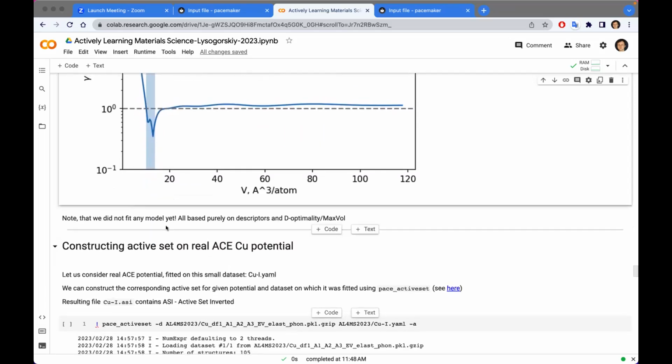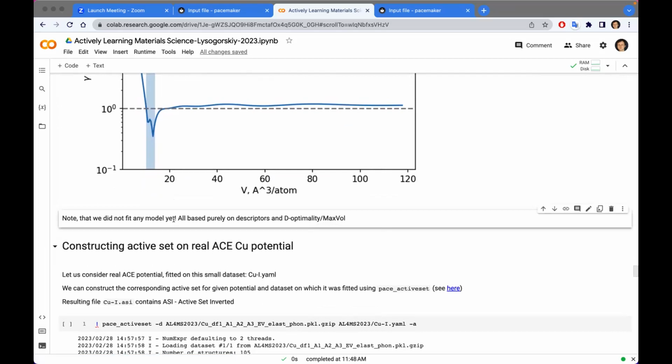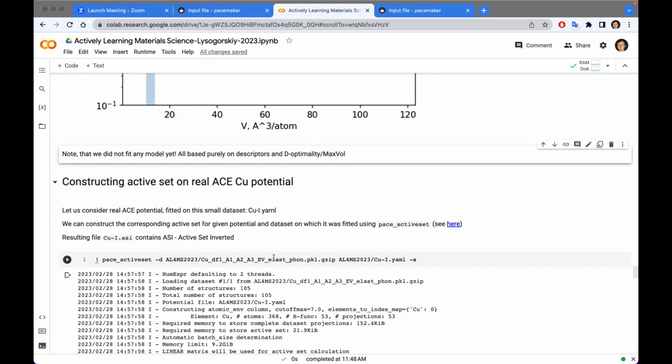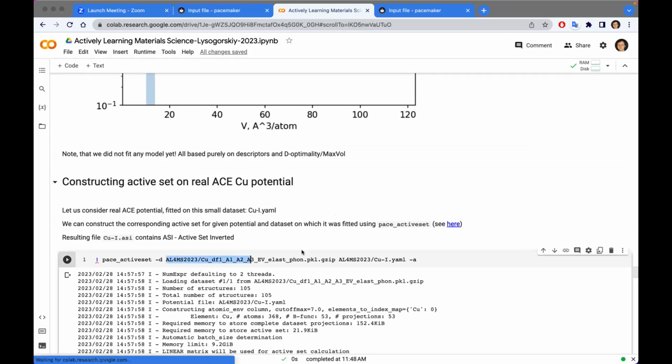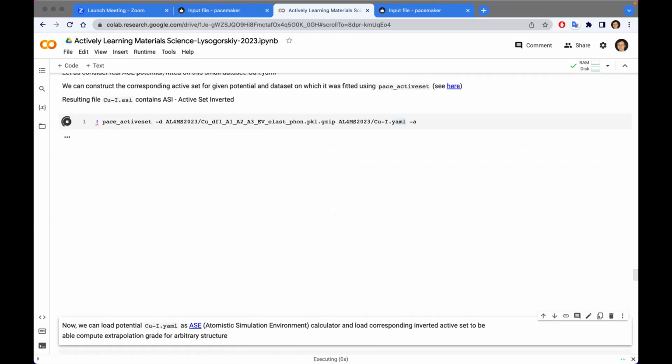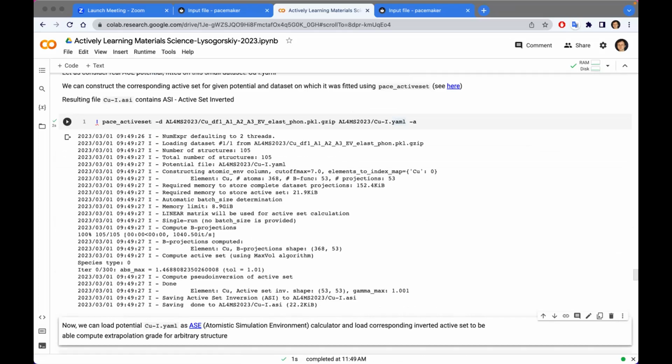So, but that was just an exercise on 2 components of PCA, and this is not actually how it's working. So if we really want to follow the workflow of PACE potential fitting and active set calculation, given the training set and given the potential in YAML format, we have to compute the active set. So let's run this command. This is the command line interface to the same Python code that we used before, but on the original big data set. What does it do?